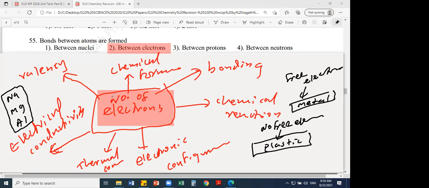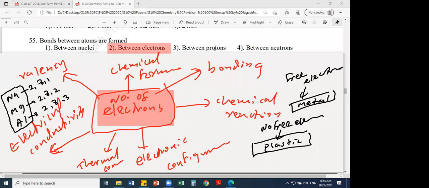Nisula? Sumela? Sodium. Sumela? Aluminium. Why aluminium and why sodium? Because aluminium has more free electrons than sodium. Yes, very good. Actually, Sumela, free electrons means outermost electrons. I'll explain this from the configuration. Sodium 2,8,1, magnesium 2,8,2, aluminium 2,8,3.